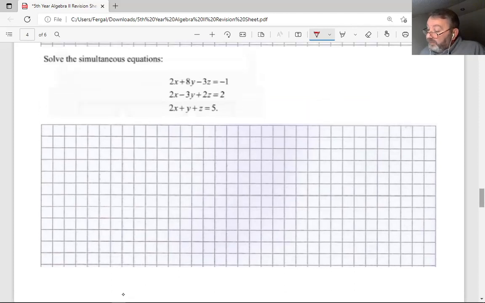Okay, another one of these. Solve the simultaneous equation. So here we go again. Now, this time look at the x's. The x's are all primed to cancel. The only thing I've got to do is change signs.